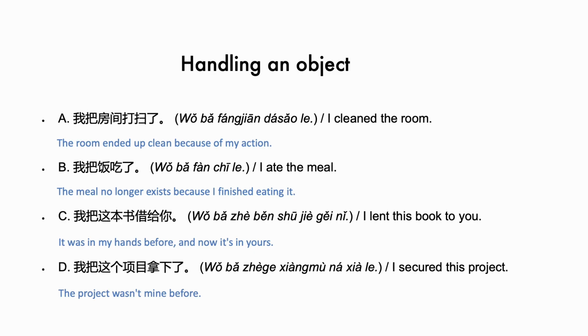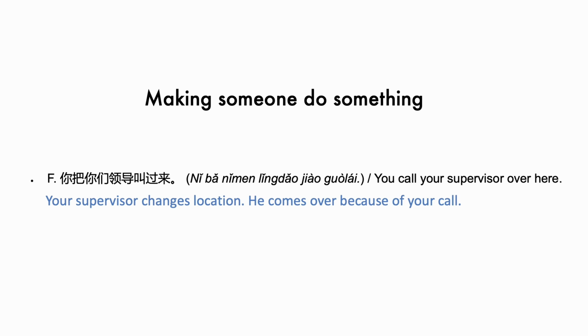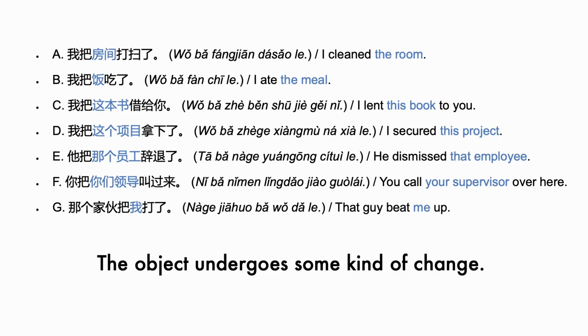The word disposal may sound a little abstract, so let's make it more concrete. It's about handling an object, arranging or assigning a person, making someone do something, or dealing with someone directly. In our examples, can you see it? The object undergoes some kind of change. That change is the key message of the ba construction. The action doesn't simply happen, it produces the effect on the object.